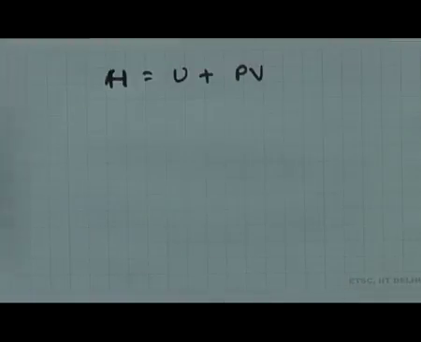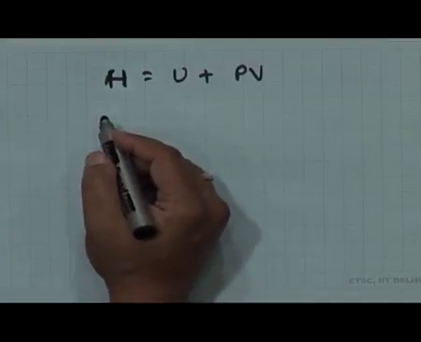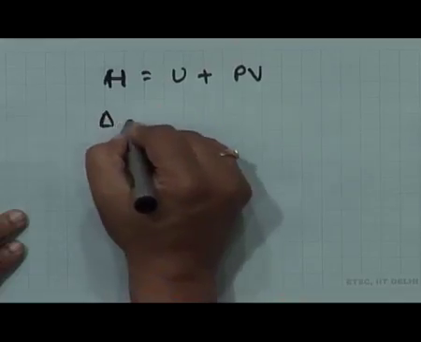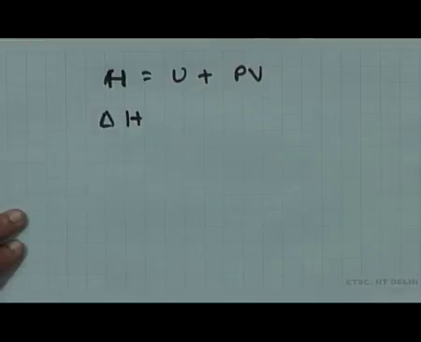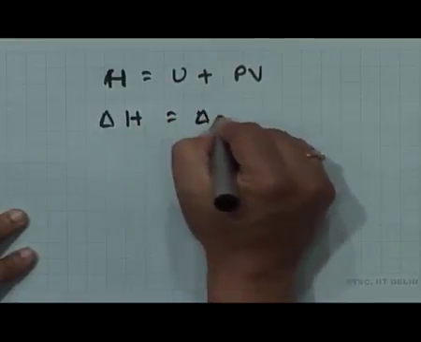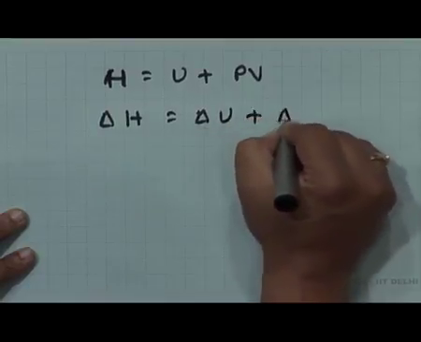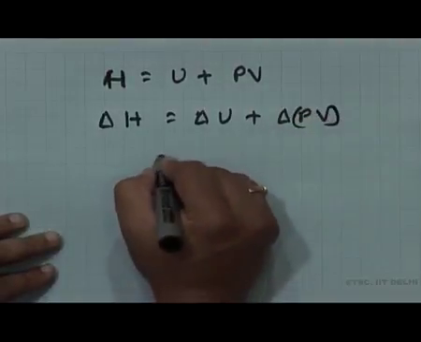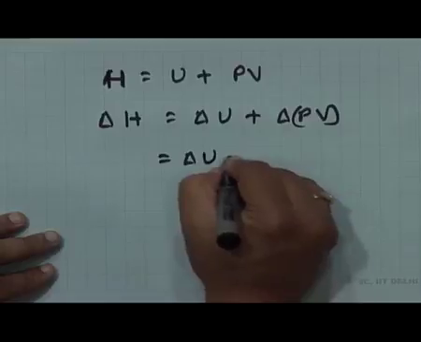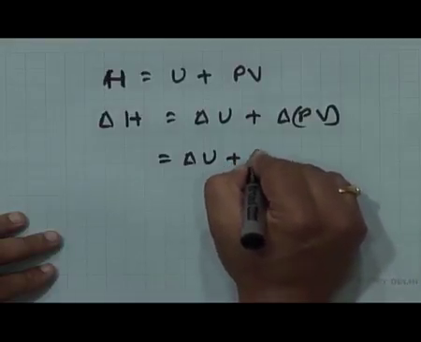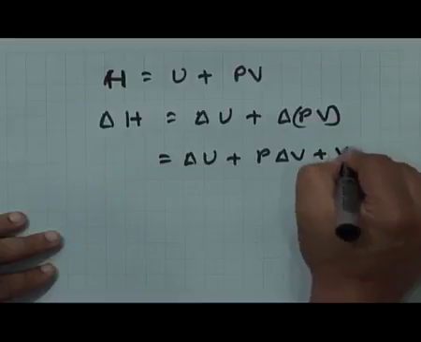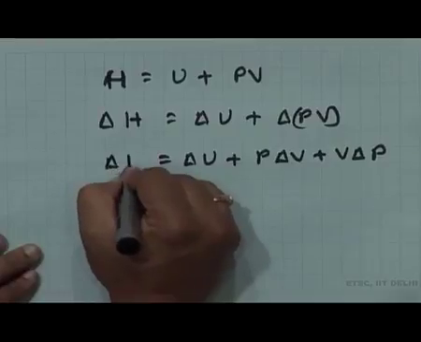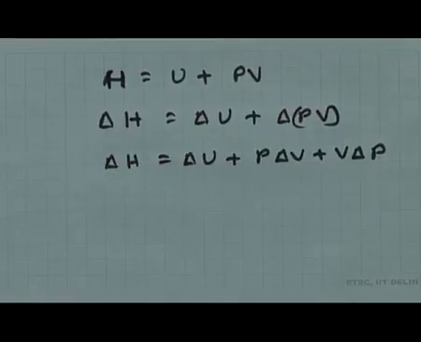Now remember what we had started with. What we had said was that you should not be confused by whether it is delta U naught or delta H naught, because if I look for a finite change in H, then this would be equal to delta U plus delta PV. This can be rewritten as delta U plus P delta V plus V delta P. So this is delta H.